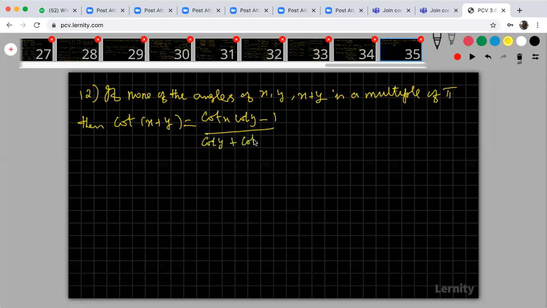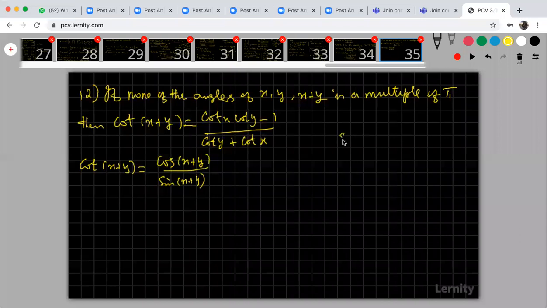Like the tan of x plus y, we have a formula for cot of x plus y: cot x cot y minus 1 divided by cot y plus cot x. Cot of x plus y can be written as cos of x plus y divided by sin of x plus y. Your tan is sin by cos, and your cot is cos by sin. Now look at that.